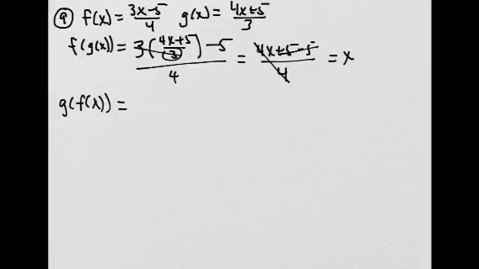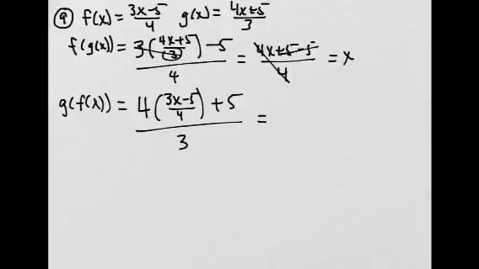And so now we're going to take g of x, that's our outside function, and replace the x with f of x. So that's 3x minus 5 over 4 plus 5 all over 3. So again, when you multiply out the 4 in the parentheses, the 4 over 4 is 1. So now I have 3x minus 5 plus 5 over 3. 5 minus 5 is 0. And 3 over 3 is 1, so that gives me x.